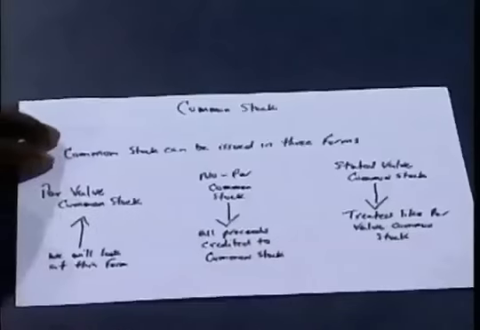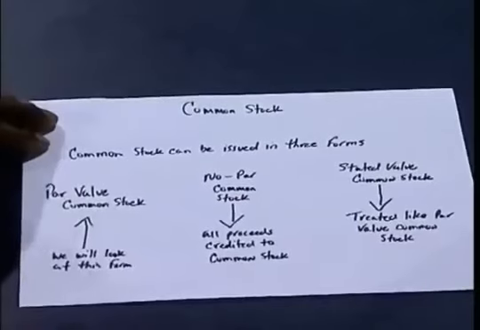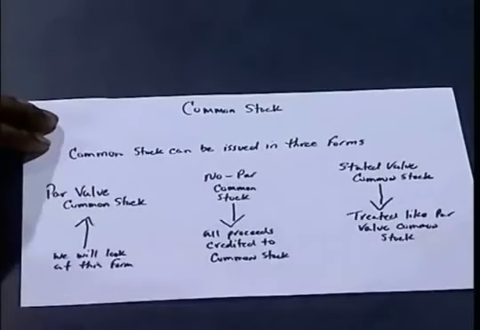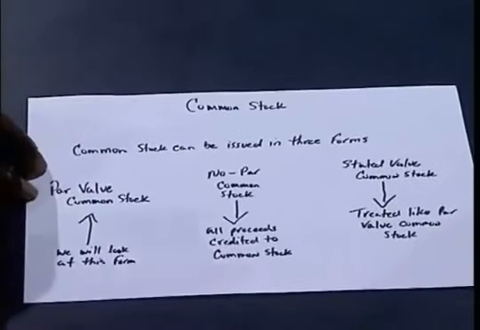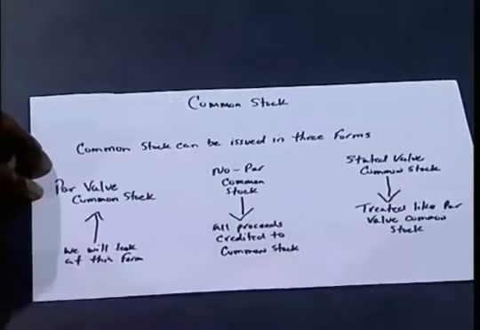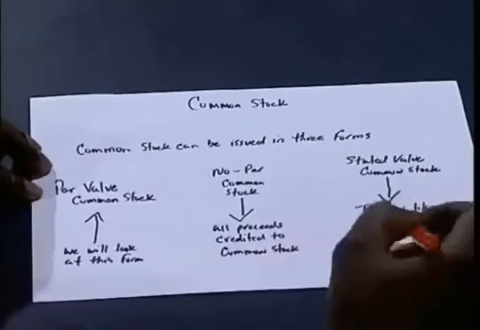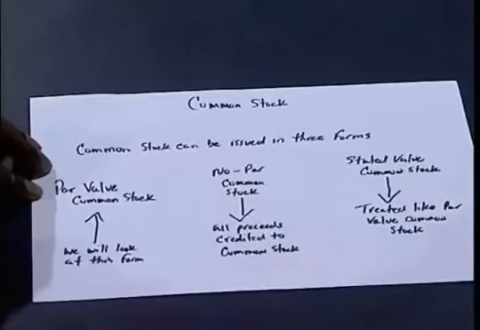Let's look at common stock. It's going to be a form of stock that we're going to go through. It says common stock can be issued in three forms. It can be par value common stock, and that's the stock that we're going to focus on in our example. No par common stock, in which case all proceeds are credited to common stock. And then you have what they call stated value common stock, and it's treated just like common stock.